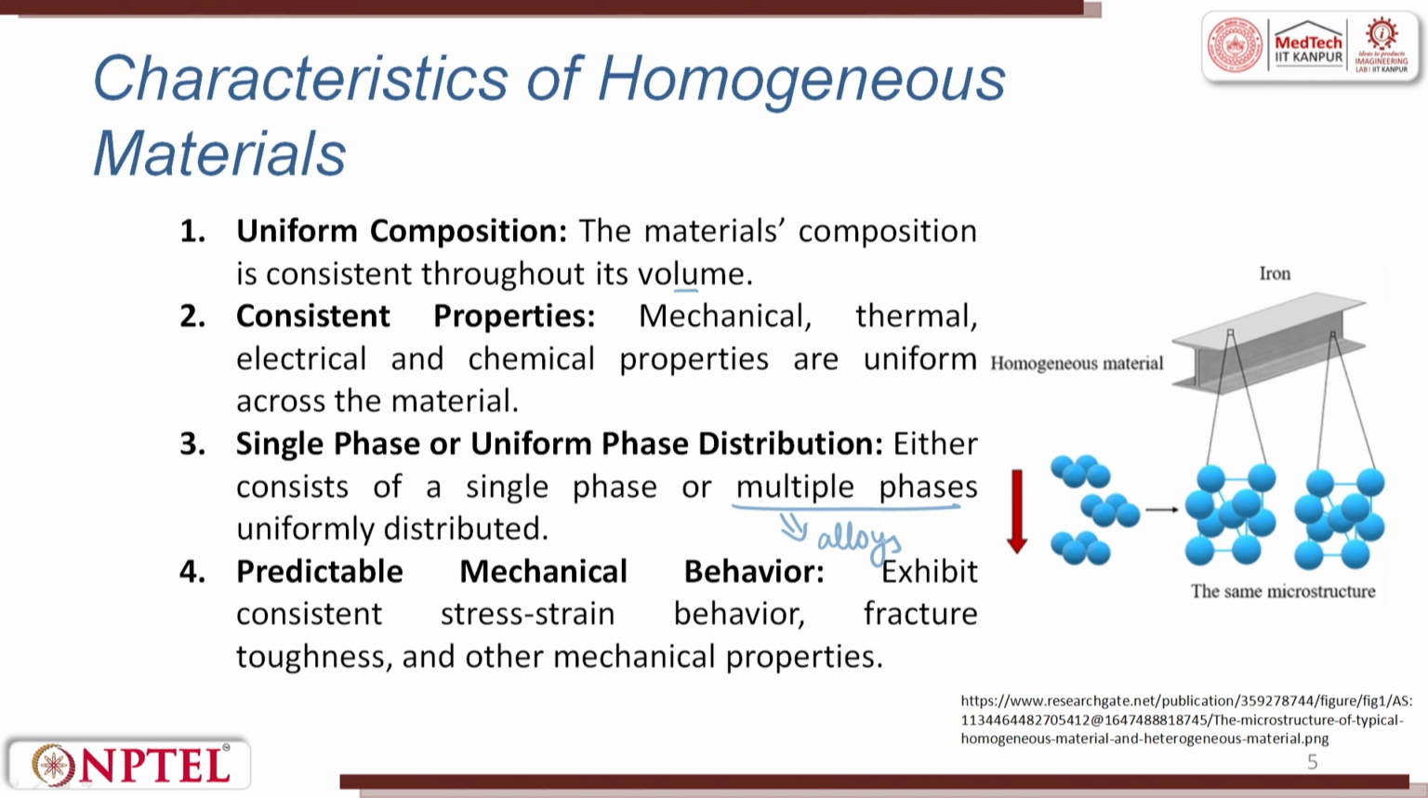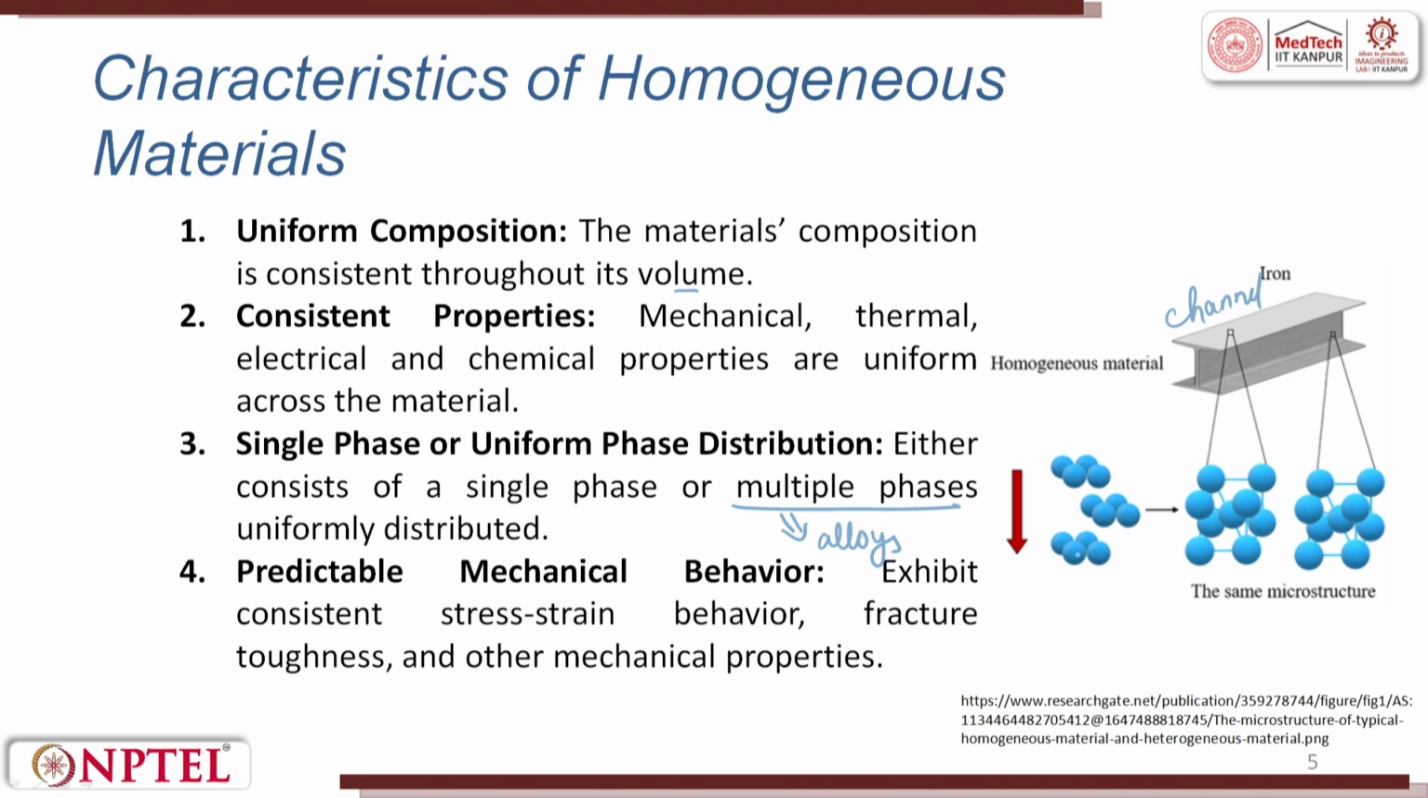Predictable mechanical properties: it exhibits consistent stress-strain behavior, fracture toughness and other mechanical properties. So, these are some of the characteristics. If you take an iron channel, which you can see here, it is used in newer construction, prefab constructions, as a beam, and in trusses they also use this type of I channel.